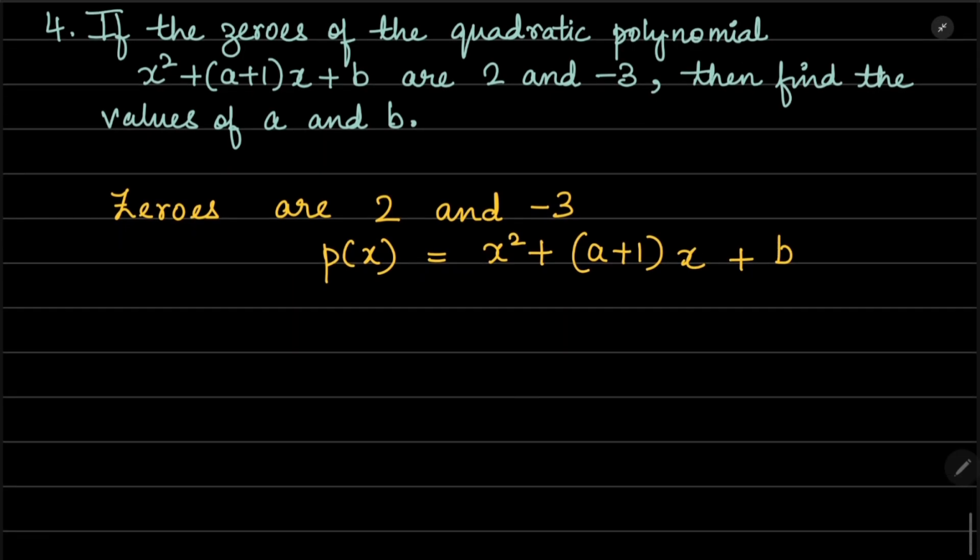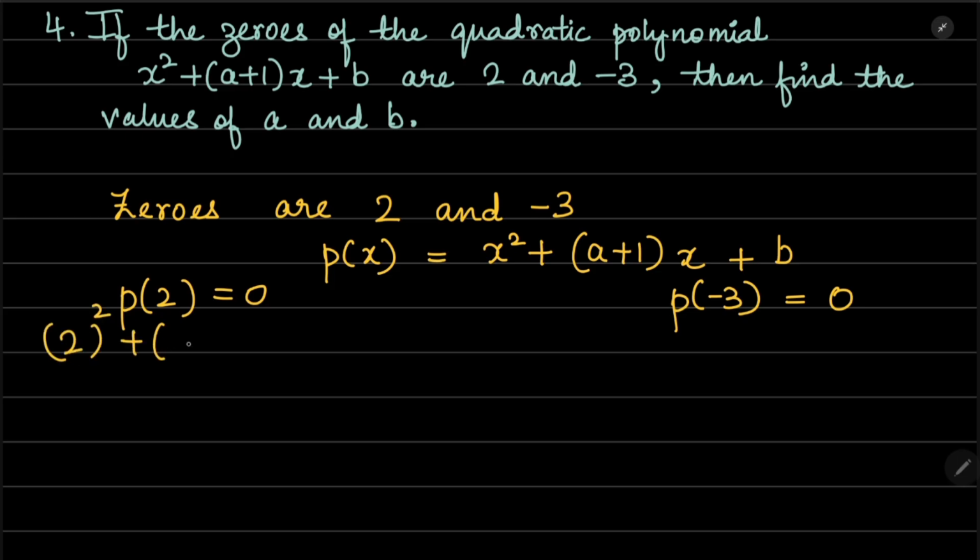Now, as I told you, what do you mean when you are given zeros? It means x equal to 2 is a zero. The value of the polynomial at x equal to 2 is 0 and the value of the polynomial at x equal to minus 3 is also 0. So, how do I write it mathematically? P of 2 is 0 and p of minus 3 is also 0. Very similar to the previous question. Just substitute 2 in place of x. So, you will get 2 square plus (a plus 1) multiplied by 2 plus b equal to 0.